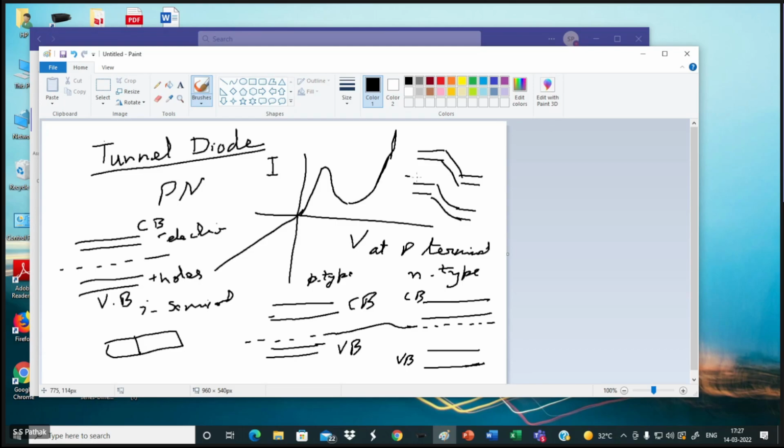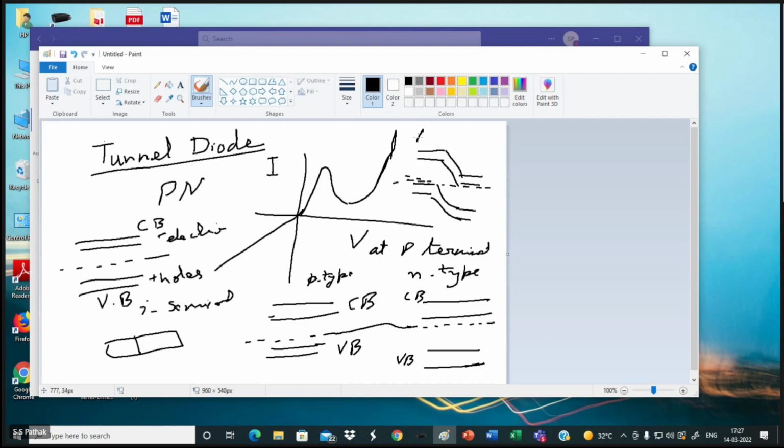Here is my Fermi level. It is going in a straight line, because that energy level in the PN junction device is occupied 50% of the time, which is the Fermi level. Okay, it goes like that.